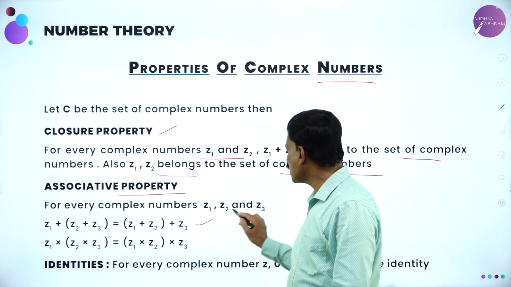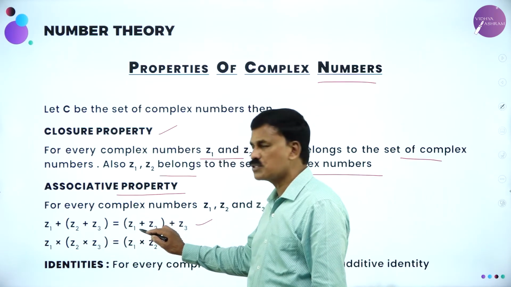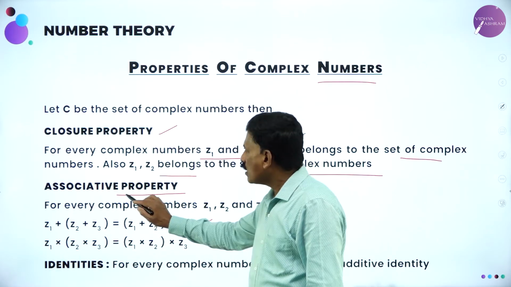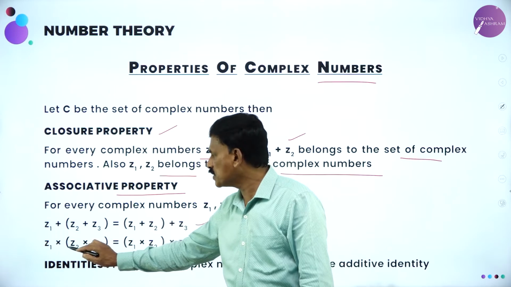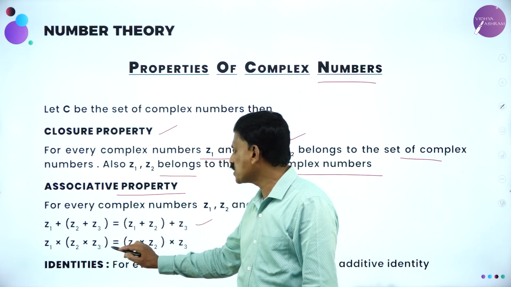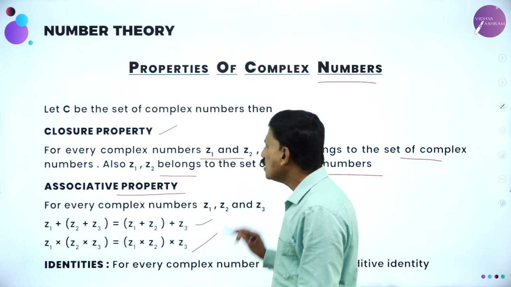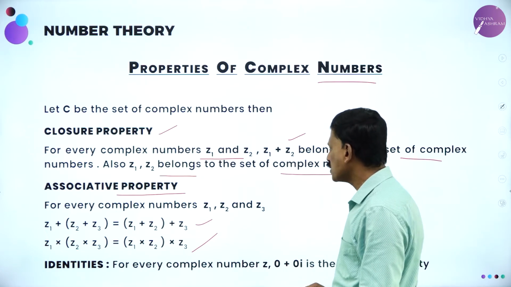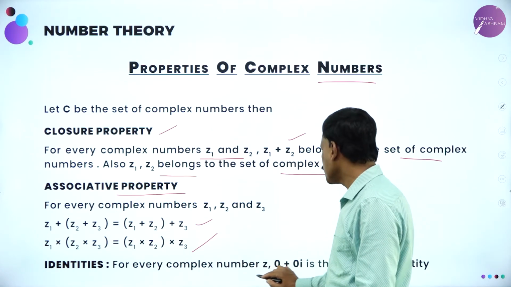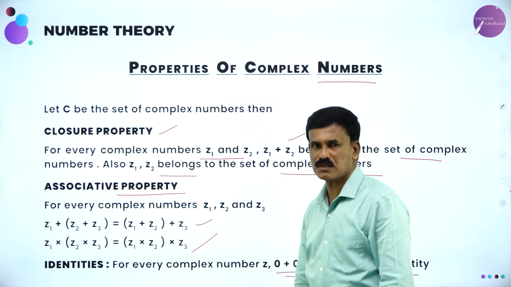For any three complex numbers Z1, Z2 and Z3, (Z1 plus Z2) plus Z3 is also equal to Z1 plus (Z2 plus Z3), that is associative property with respect to addition. Or with respect to multiplication, (Z1 into Z2) into Z3 is also equal to Z1 into (Z2 into Z3). This is the associative property with respect to the multiplication of a complex number. So, for any complex number Z, Z plus 0 is Z, so 0 is the additive identity of a complex number.